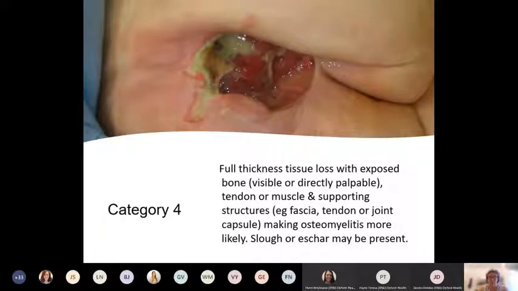Not just bone, it doesn't have to be bone exposed, it can be tendon or muscle or any supporting structures, so fascia or joint capsule, and because these structures are exposed, it makes osteomyelitis more likely, and you may well have slough and eschar. You can see a bit of both in this picture here, so that we could categorise as a 4.